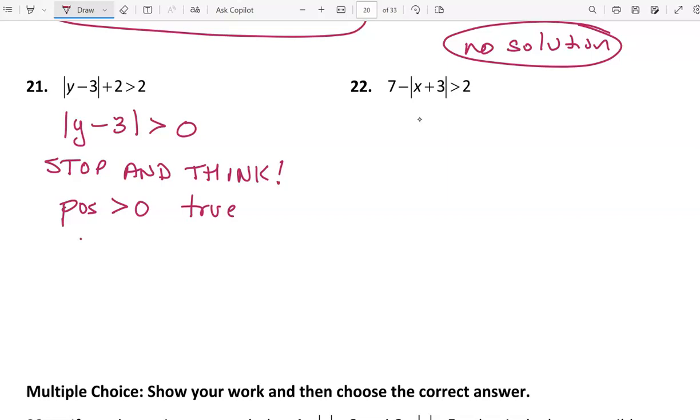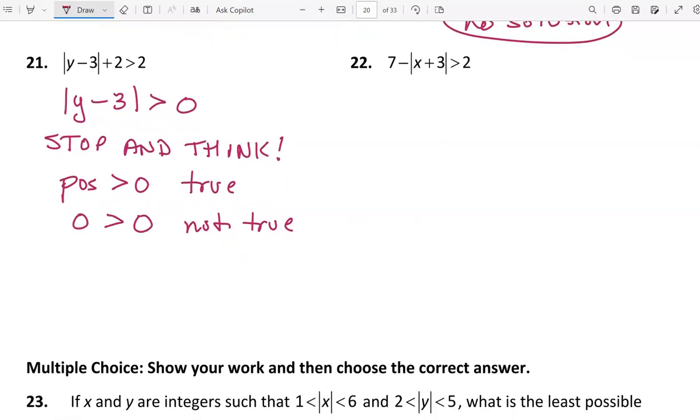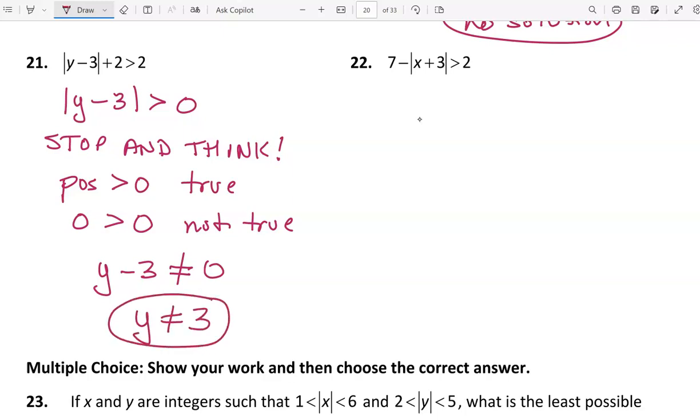But that distance could also be 0. Can 0 be greater than 0? That's not true. So it seems that this inequality is mostly true, except for when the absolute value is equal to 0. So that means that y minus 3 cannot equal 0, and that means that y cannot equal 3. It's more succinct to say in this instance what y cannot be rather than what y can be.